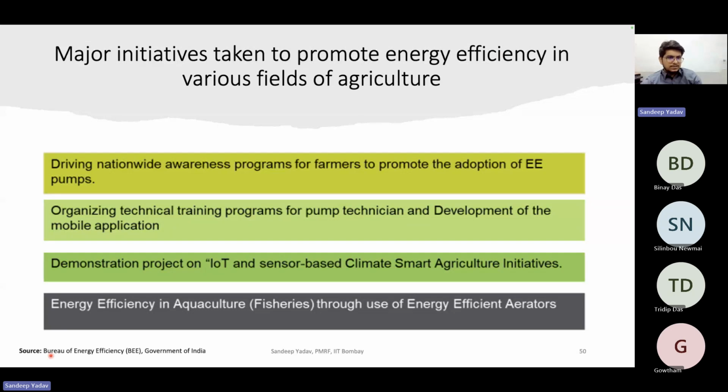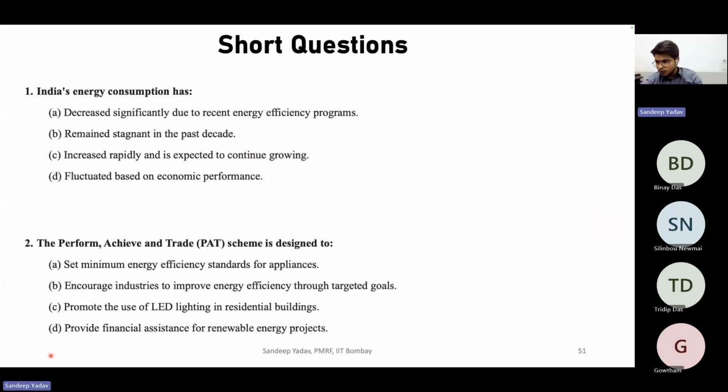So based on these schemes, I have formulated a few questions. You can participate in that if you have attended these sessions thoroughly and you're able to answer. Question number one: India's energy consumption has decreased significantly due to the recent energy efficiency programs, remained stagnant in the past decade, increased rapidly and is expected to continue growing, or fluctuated based on the economic performances. What should be the answer? A, B, C, D.